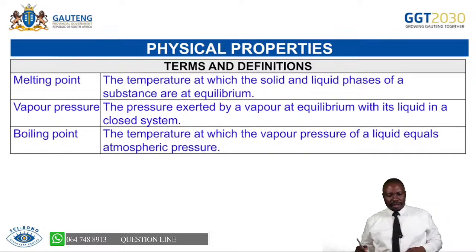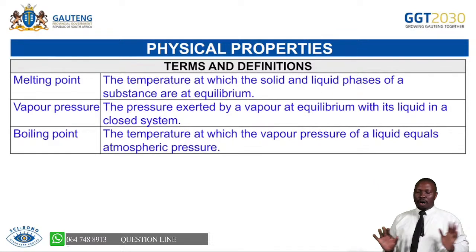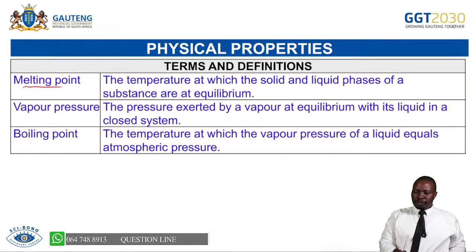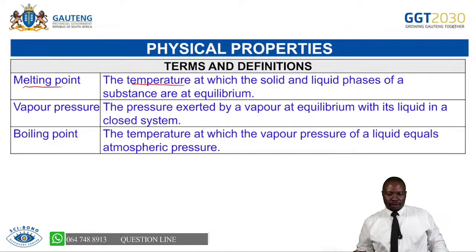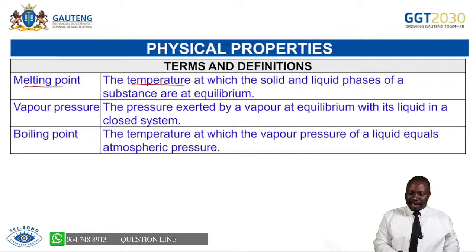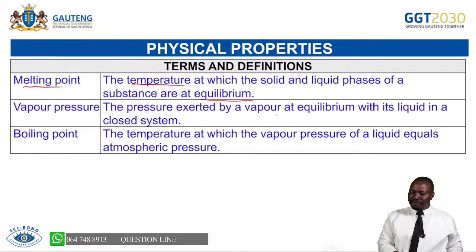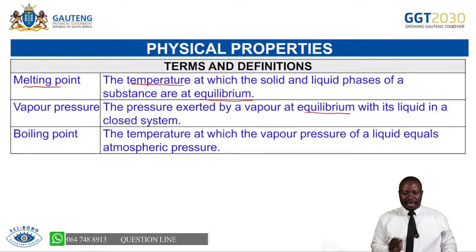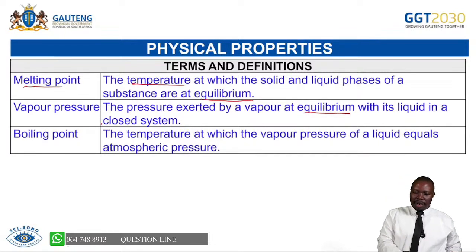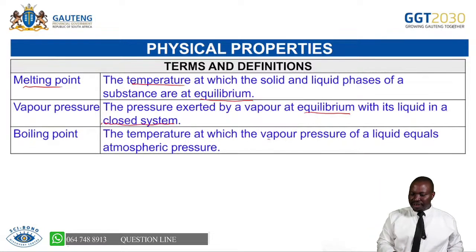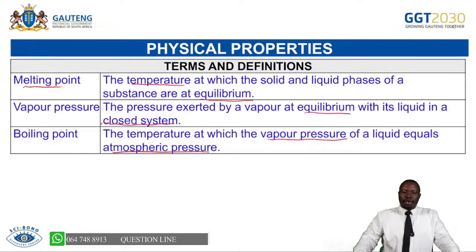So you will see when we start with the topics, I've done the definitions, so I won't bore you, I won't go through them again. I'm just reminding you that melting point is not a point, it's a temperature at which the solid and the liquid phase of a substance are at equilibrium. And vapor pressure, we said, is the pressure exerted by vapor at equilibrium with its liquid in a closed system. Remember with this one, you must say in a closed system. And boiling point, we said, is the temperature at which the vapor pressure of a liquid is equal to the atmospheric pressure. I hope you got those, and you are saying, come exam, I will show them.